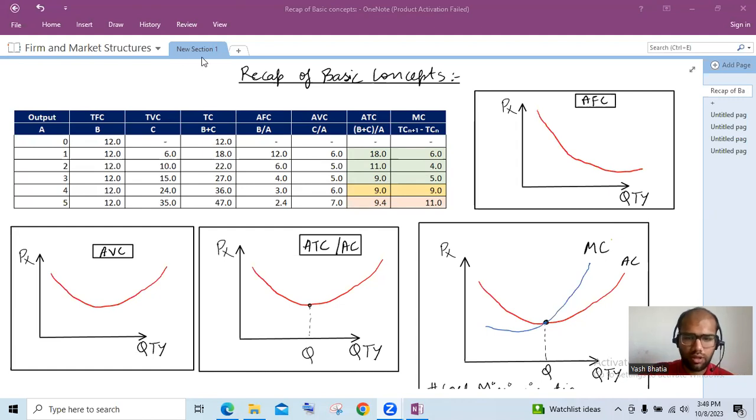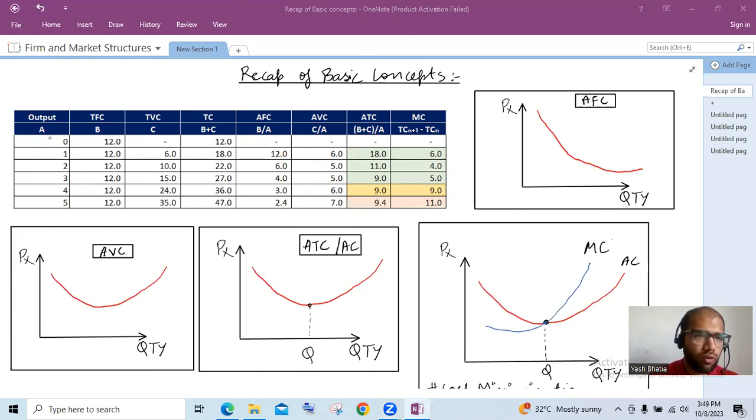Hello friends, today we are going to start with a new reading which is firm and market structures. Before starting with the reading, let us understand a few basic concepts of economics first, which are necessary to understand the readings.